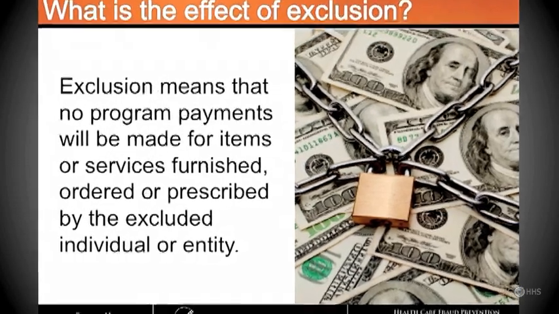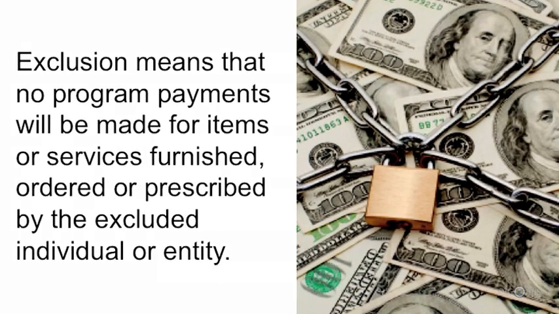Exclusion means that no program payments will be made for items or services furnished, ordered, or prescribed by the excluded individual or entity. For example, a home health care agency can't employ or contract with an excluded home health care aide, or they may have to pay back all of the federal health care payments associated with the work of that aide. Nobody wants that to happen.